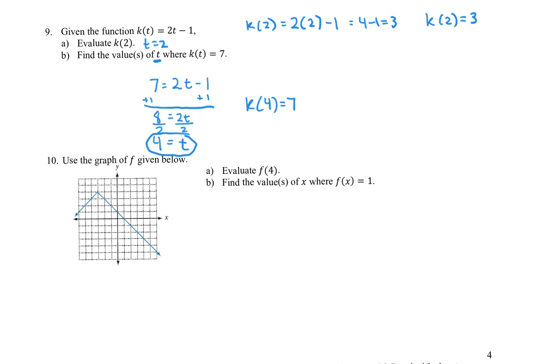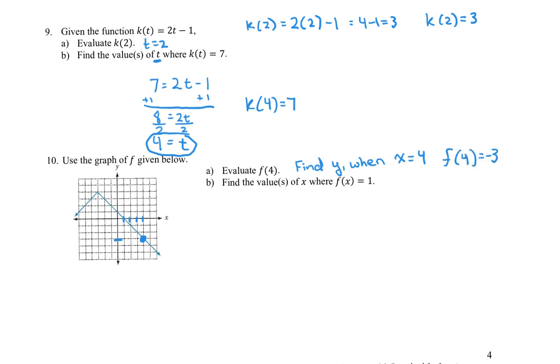In number 10, we're asked to solve for functions graphically. In letter A, they ask us to evaluate f of 4. This means find the y value when the x value, or the independent variable, equals 4. So if we take a look at our graph, where is x equal 4? 1, 2, 3, and 4, which means the y value here is at negative 3. So this means that f of 4 equals negative 3.